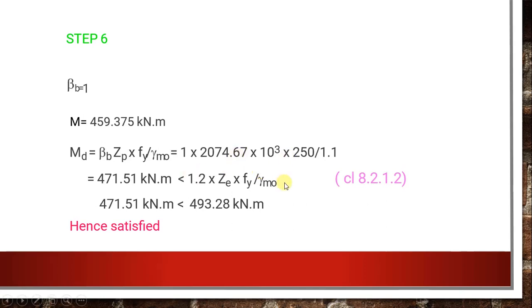This clause is given in the Indian standard. So here in this case 471.51 kilonewton meter is less than 493.28 kilonewton meter. Hence the design is satisfied and the structure is safe against the bending criteria, because the design bending strength is greater than the bending moment caused by the external loading.